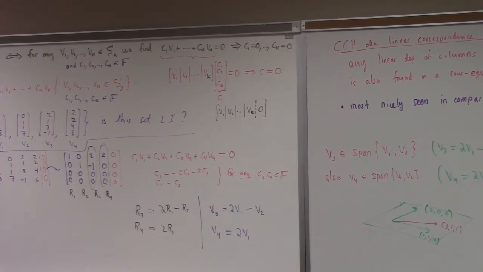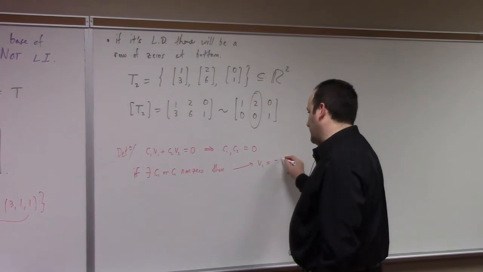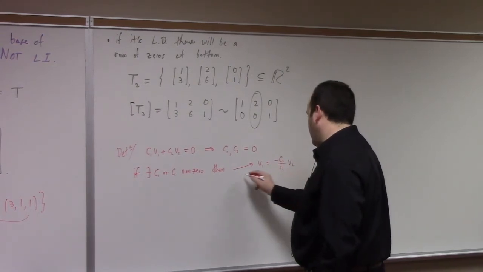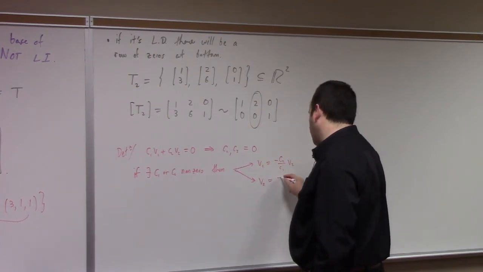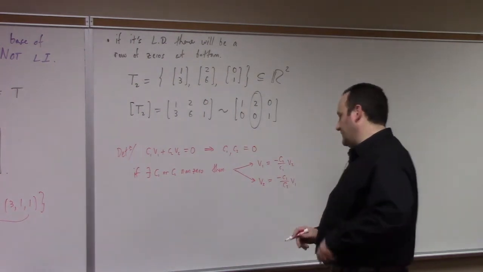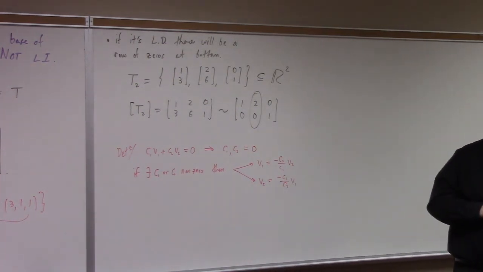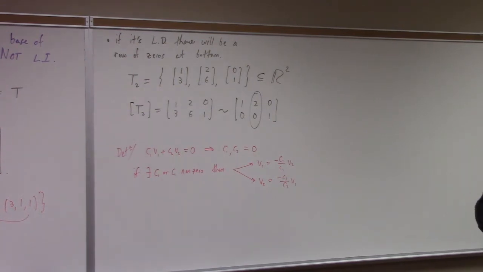You can either do V1 equals minus C2 over C1 V2, or you could do V2 equals minus C1 over C2 V1, right? And if you think about this harder, and I'll try to work through it carefully Friday, or maybe I won't. In a nutshell, to check for linear dependence of two vectors, you just need to see is one a scalar multiple of the other.